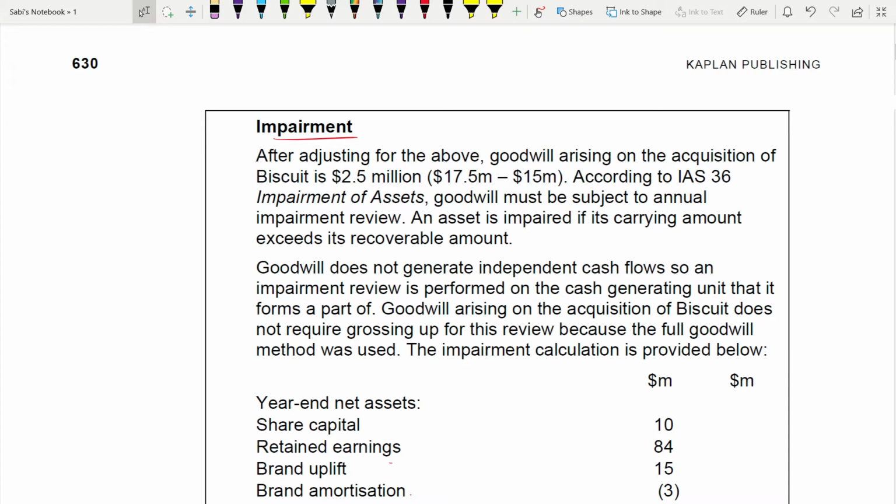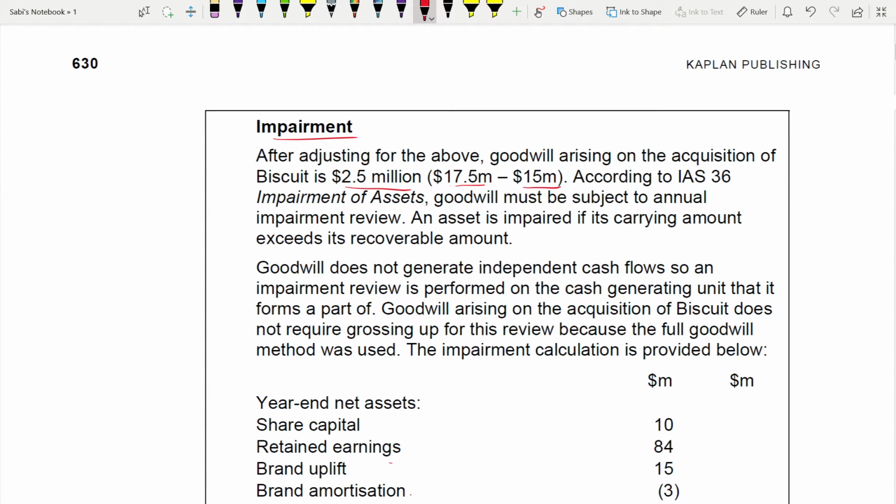So first find out what is the goodwill. Earlier, after adjusting the first, it was 17.5. Now that brand you have to deduct because goodwill will go down. So now your goodwill is 2.5 million according to after adjusting the first and the second point.